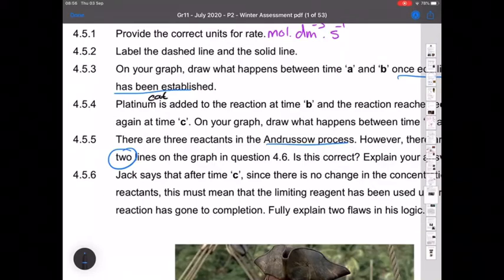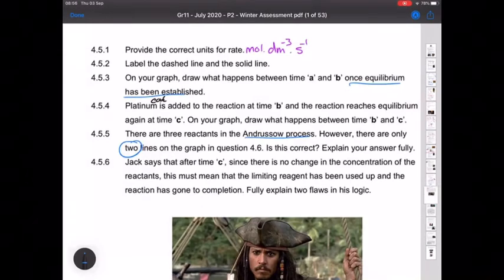4.5.6, Jack says that after time C, since there's no change in the concentration of the reactants, it means that the limiting reagent has been used up and the reaction's gone to completion. Explain two flaws in his logic. So a reaction that's happening in equilibrium, a dynamic equilibrium reaction, doesn't go to completion. That's the point of it.